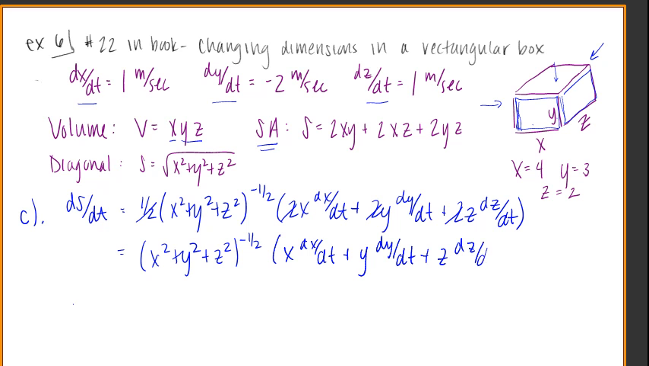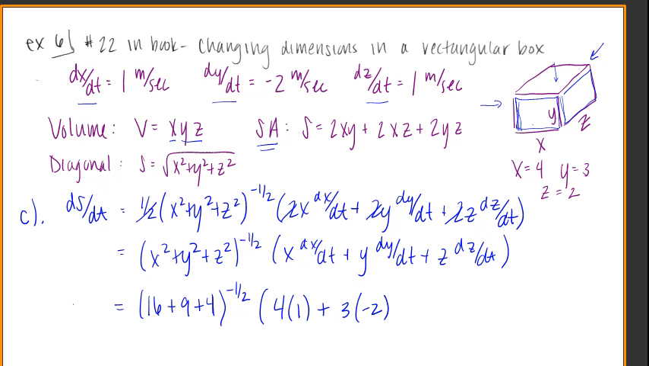Okay, so again, all we have to do is just plug in what we have. So x squared, let me go ahead and write 16 plus y squared plus z squared. Oops, let's write that as a 4. Okay, all of that to the negative 1/2 power. And then x, so 4 times its change, which is 1, plus y, which is 3 times its change, negative 2. And z is 2 times its change, which is 1.